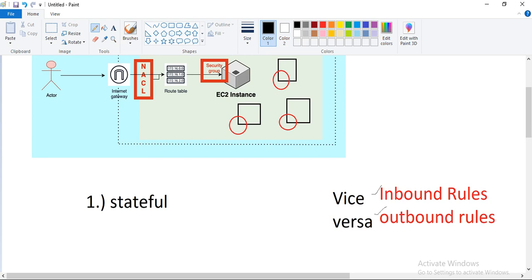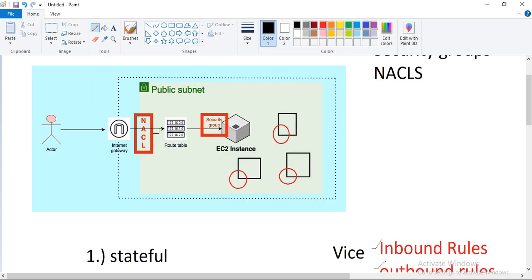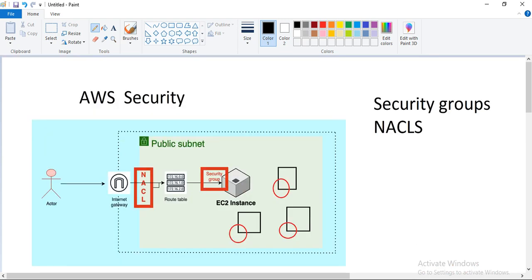So changes made in the security groups rules take effect immediately. So we have talked about the security groups. Now let's quickly talk about NACLs. Like security groups, which generally work at the instance level, NACLs are an additional layer of security that operates at the subnet level.